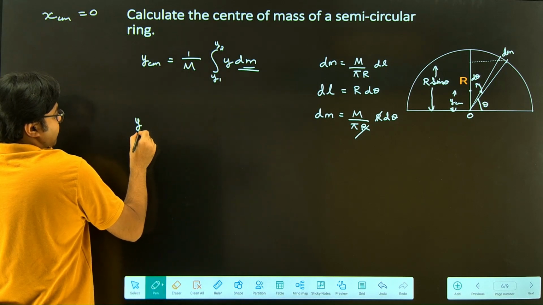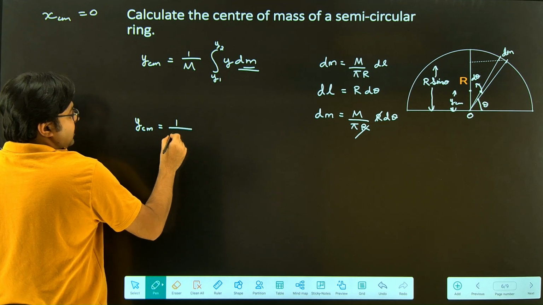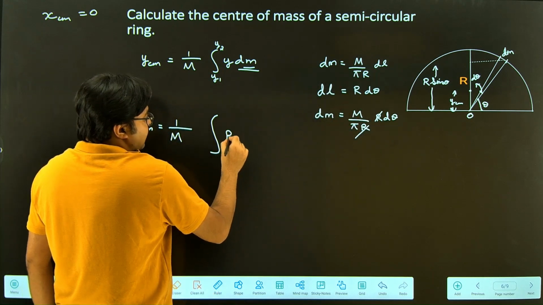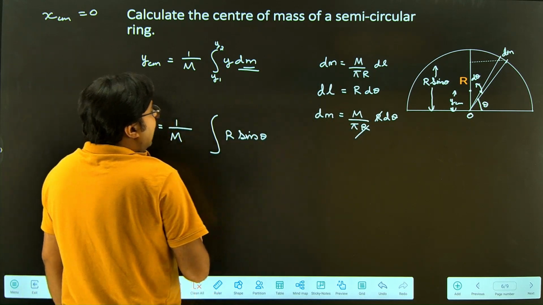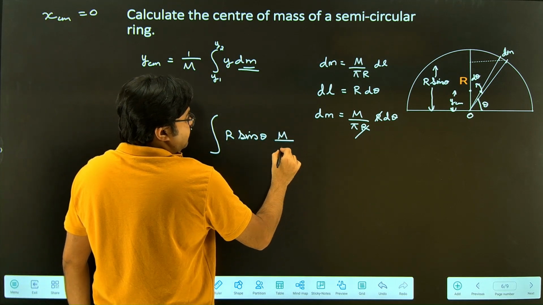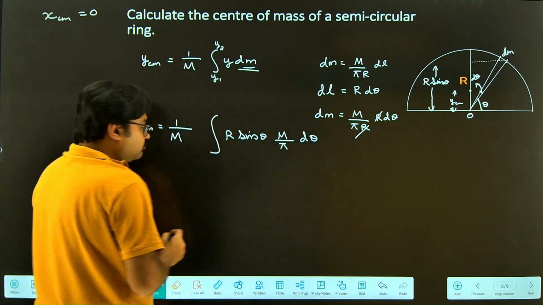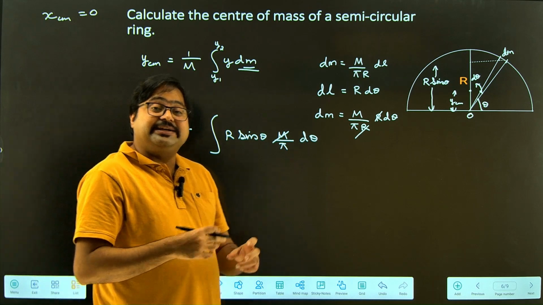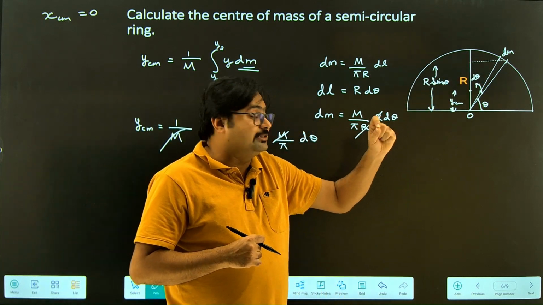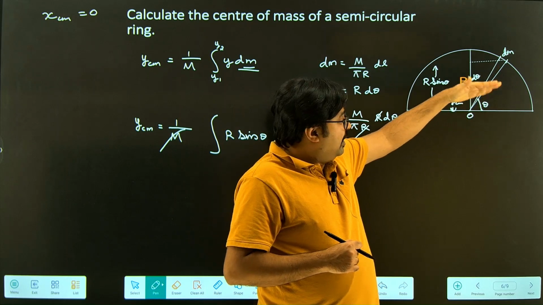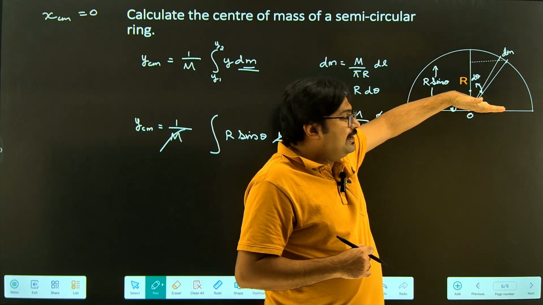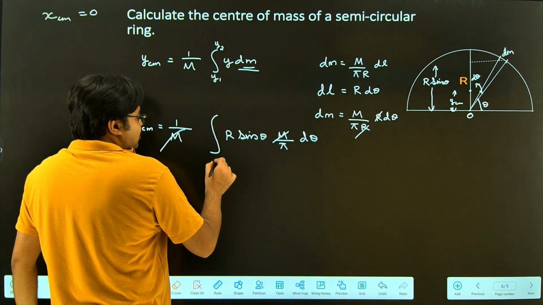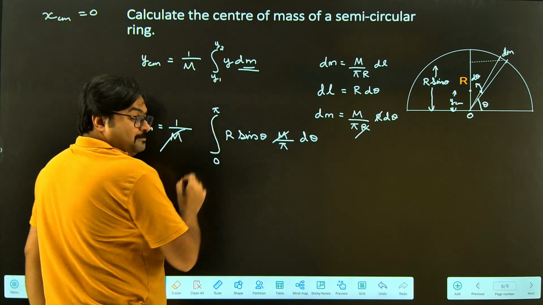We can substitute all of these things here. I have YCM, the y coordinate of the center of mass, being equal to 1 divided by the total mass into the integral of y. In place of y, you can write r sin theta, and in place of dm, you can write m divided by pi into d theta. Well, you see, m and m get cancelled. We are integrating theta. Theta is the angle made by the infinitesimal mass out there, and that infinitesimal mass is present all the way from theta equal to 0 to theta equal to pi, which is 180 degrees. Now we are writing it in radians, so it starts from 0 and it goes up to pi.